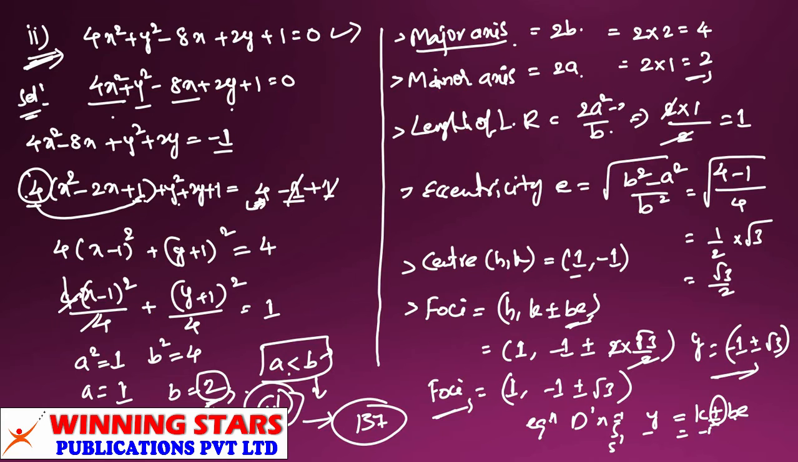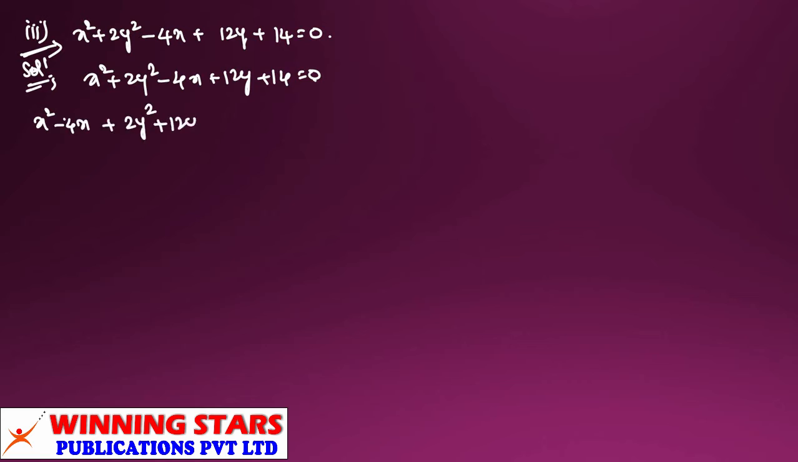Now moving to the third one. The third question is given that x square plus 2y square minus 4x plus 12y plus 14 is equal to 0. So I will write the x terms in one place, minus 4x, and the y terms in one place, 2y square plus 12y, plus 14 is equal to 0. Here I will take 2 common from the y terms. It will become y square plus 6y, and the constant side is equal to minus 14.